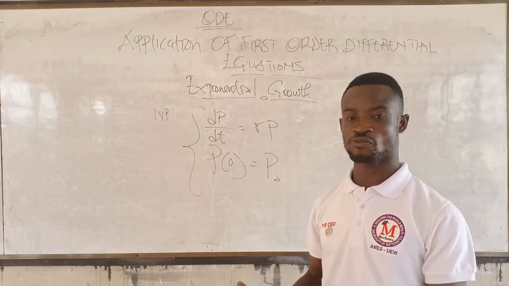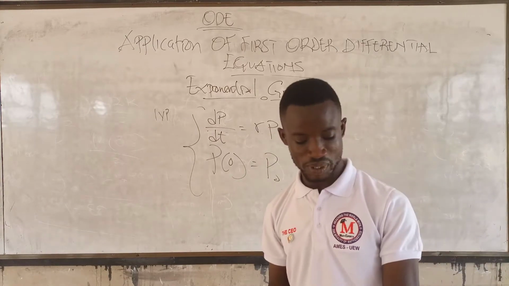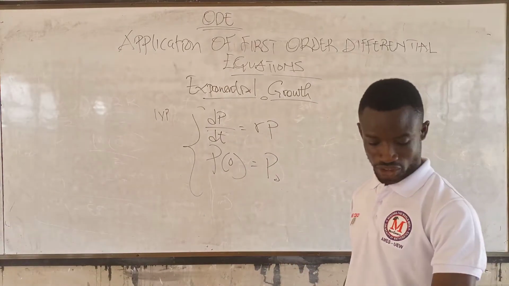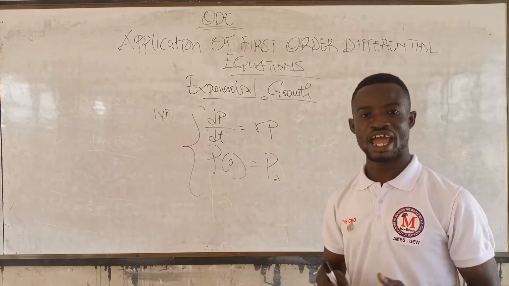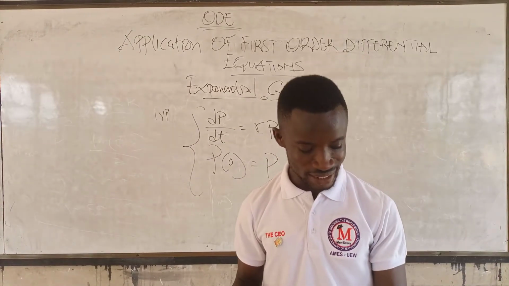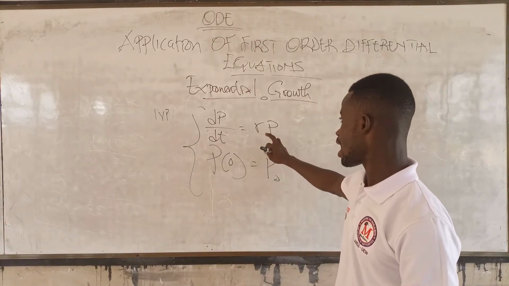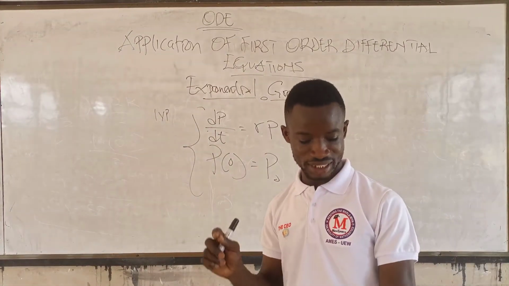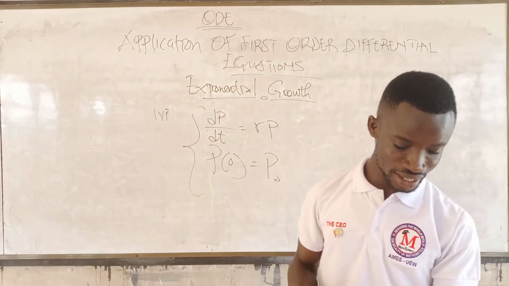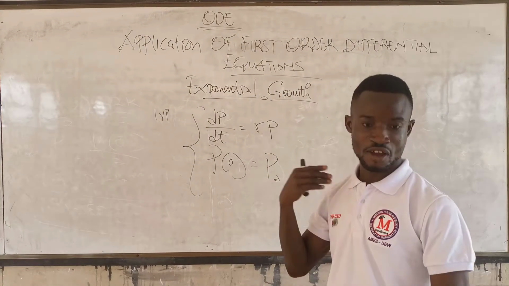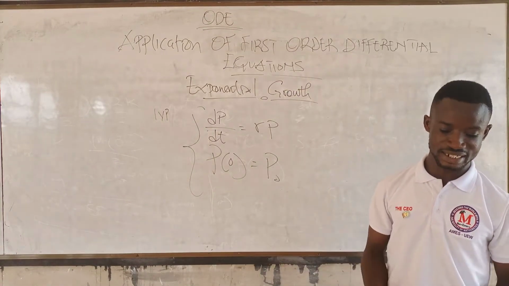Alright, here there is a need for you to take note that the Rp is the population growth rate, and P is the population at any time t. Alright. And another thing that you need to also take note of is that the Rp does not contain a negative sign, since the population is an increasing function as compared to a decreasing function.